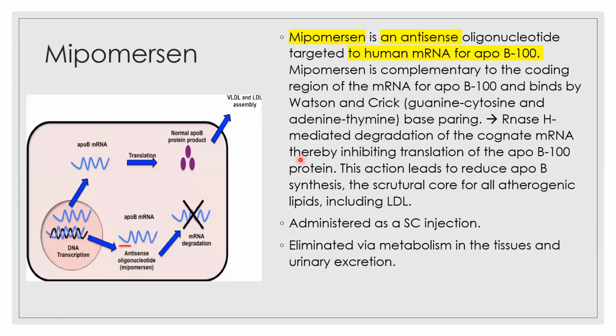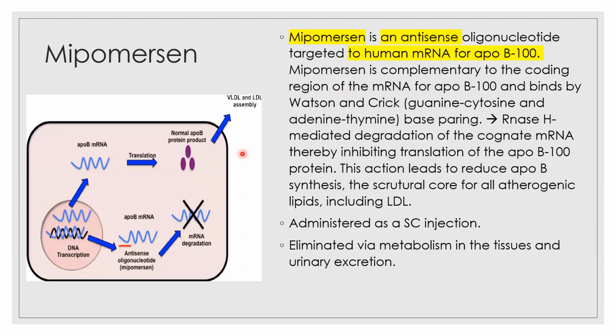Okay, another drug, mipomersen. Mipomersen is an antisense oligonucleotide targeted to human mRNA for ApoB 100. Luckily just now you saw what ApoB 100 is; you find it a lot in the LDL. So mipomersen is complementary to the coding region of the mRNA for ApoB 100 and binds by Watson and Crick base pairing, that is guanine, cytosine, adenine, thymine.